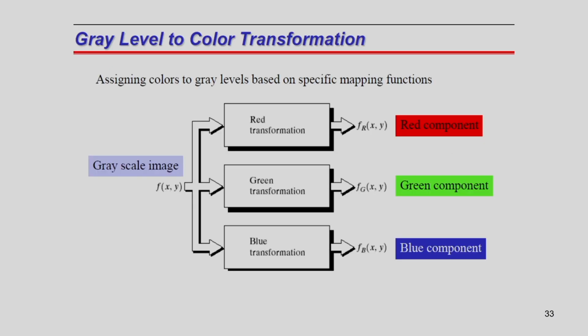So I have the grayscale image, and I am considering the transformation for the red component, transformation for the green component, transformation for the blue component, and corresponding to this I have the red component, green component and the blue component. So let us see what type of transformation we have to use.